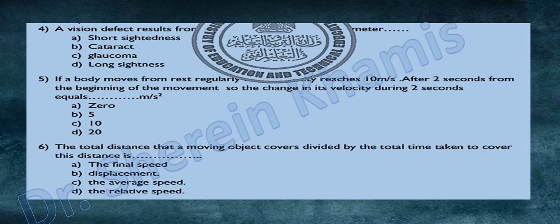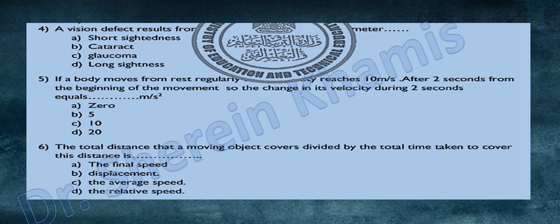Question number 4 says that a vision defect results from seeing objects from far away, more than 6 meters. Okay, we didn't see objects from distant or far places, so we see a distorted image of the object, as light rays come in front of the retina, as the eyeball has a big increase in size and the light will not reach the retina.